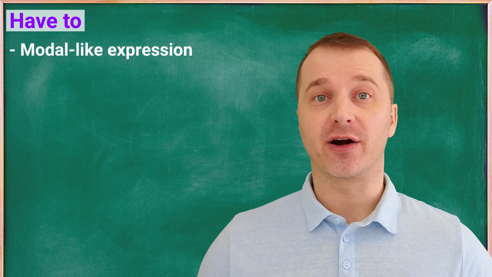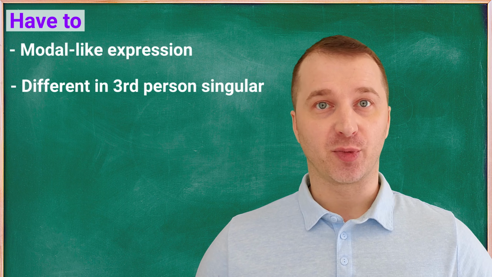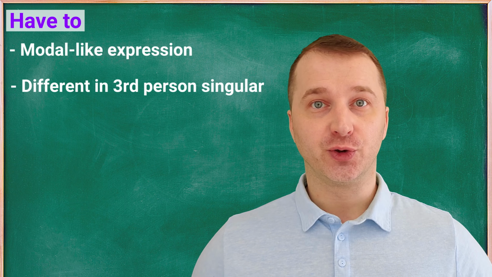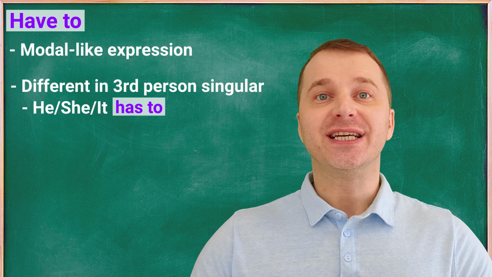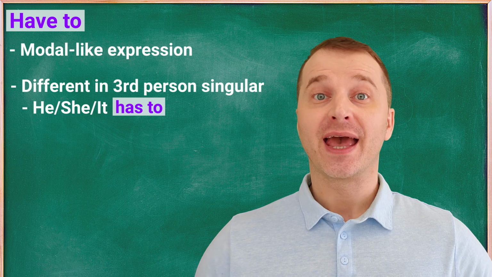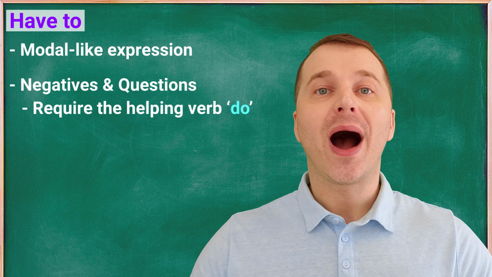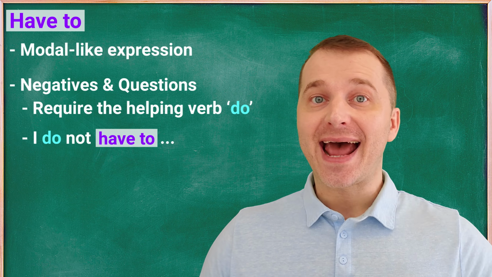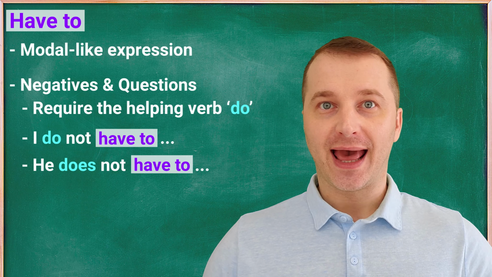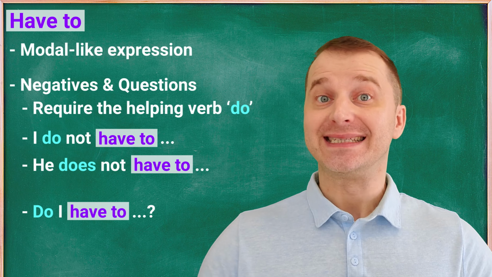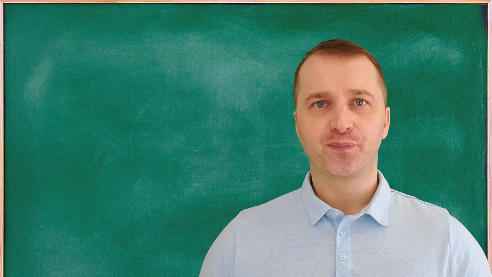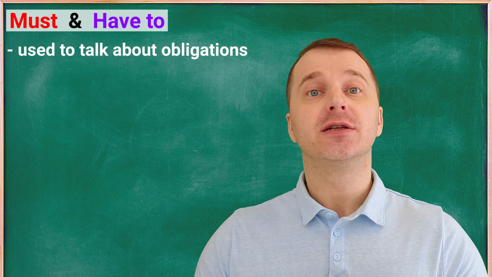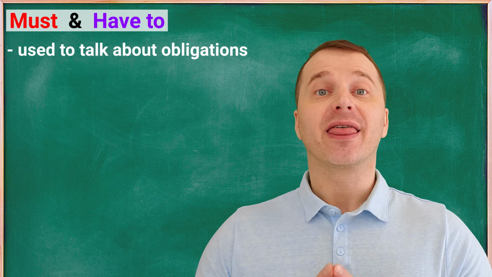Have to, on the other hand, is different in the third person singular. We say, I have to, we have to, but he, she, it has to. Negatives and questions require the helping verb do. So we say, I do not have to, he does not have to, and do I have to, does he have to?